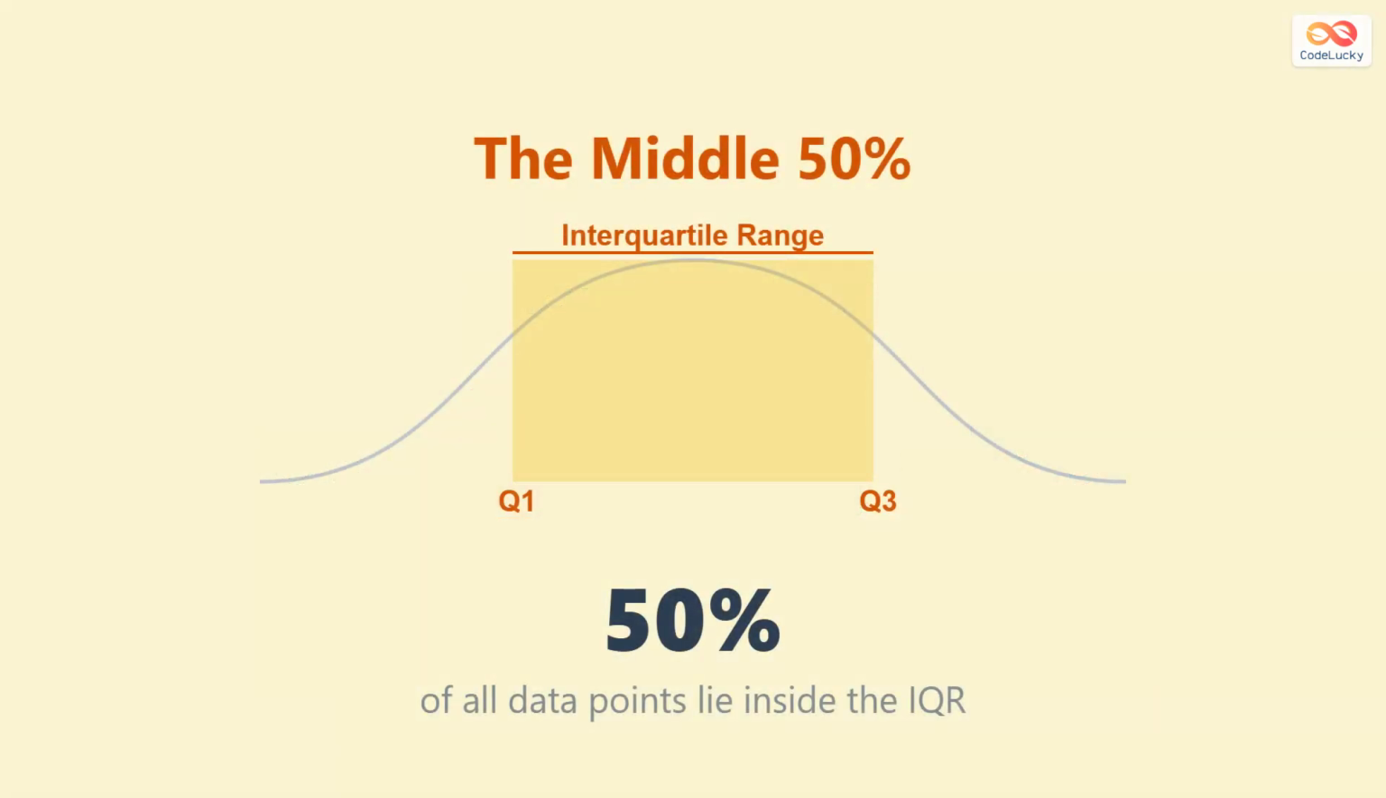But what does that number mean? The IQR tells us the range of the middle 50% of the data. Unlike the total range, which can be thrown off by really high or low numbers, the IQR focuses purely on the center of the distribution.